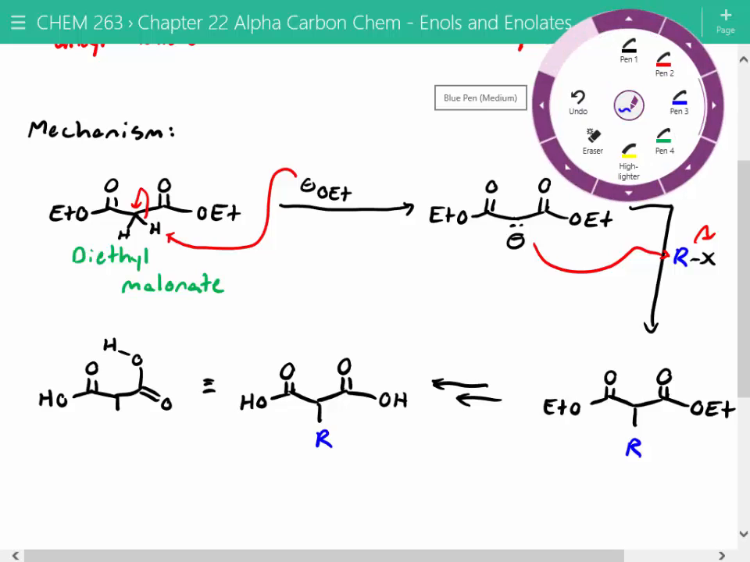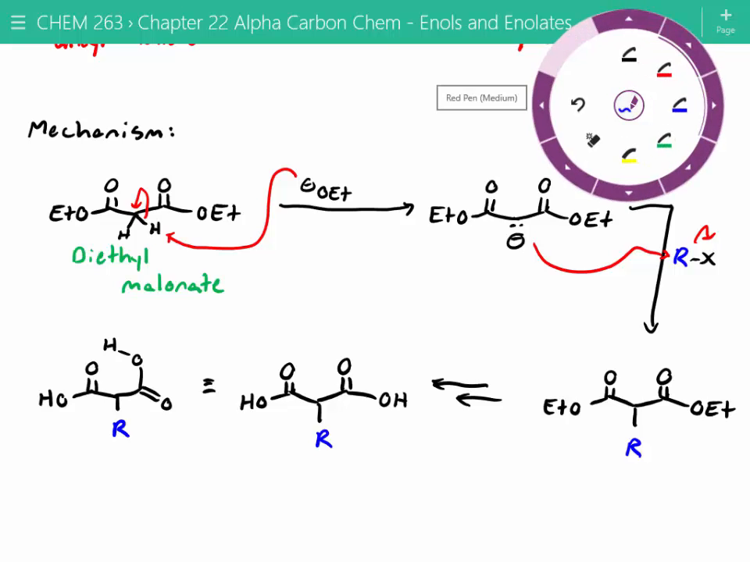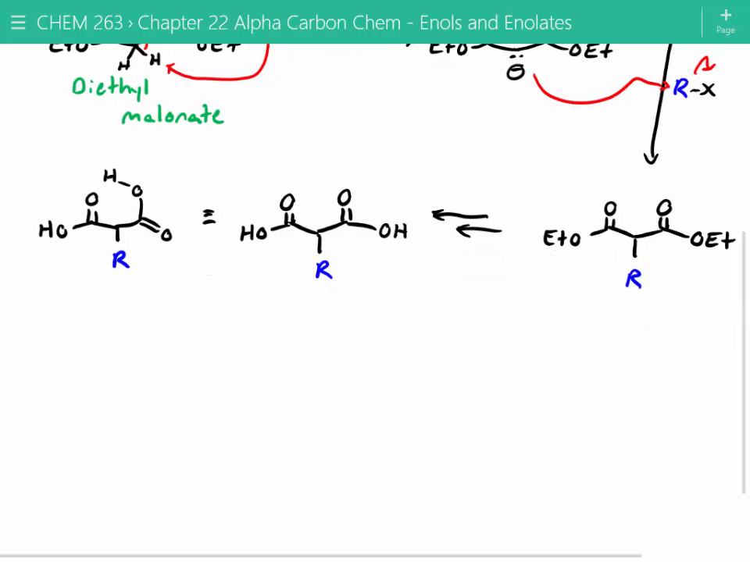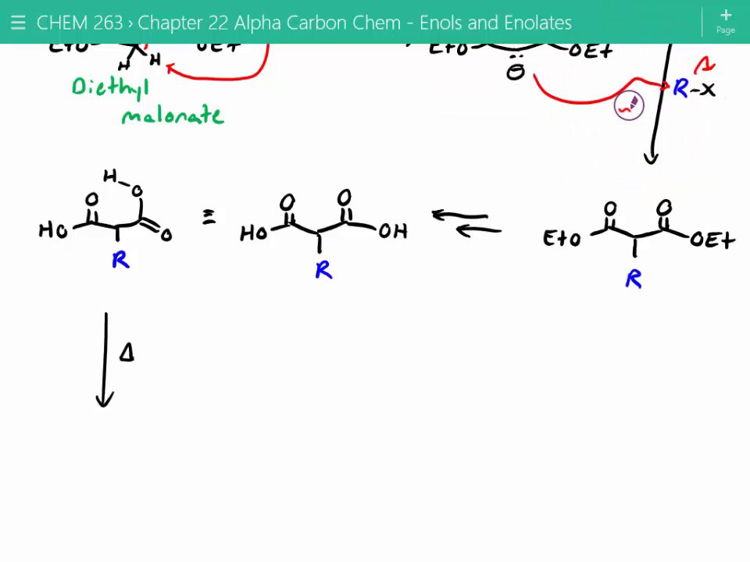Why might this conformation be more favorable? Yeah, it can hydrogen bond to itself. So in fact, it's more accurate to draw it in this conformation than the linear conformation on the right. Now, the cool thing we can do is we can add in some heat, and we're set and ready to go.